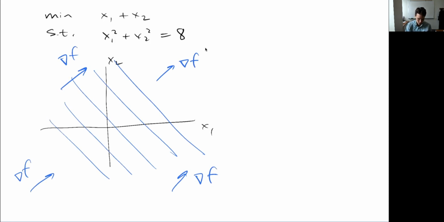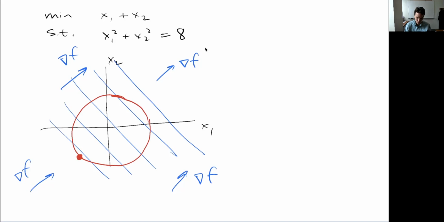Okay, my constraint is a circle. So I've got this circle. And since I'm doing an equality constraint, that means I have to lie on this circle. I'm free to pick any solution, but it has to be on this circle. So we can see right away that the minimum is going to be right here, right? That's the furthest to the bottom left I can go while still staying on that circle.